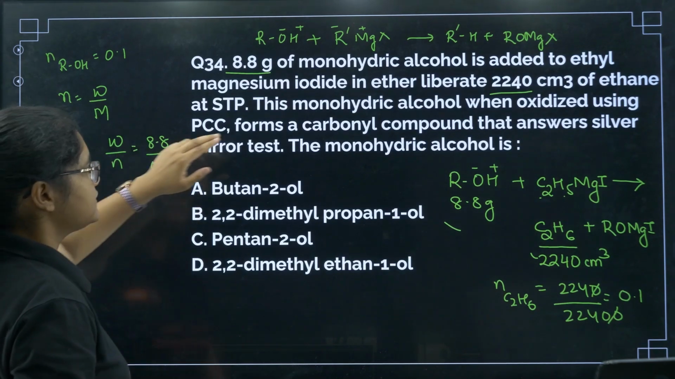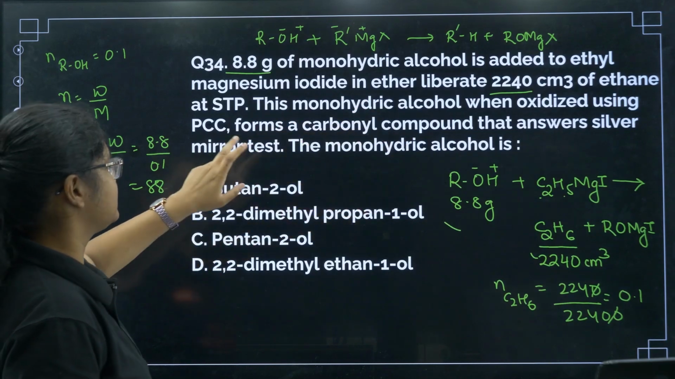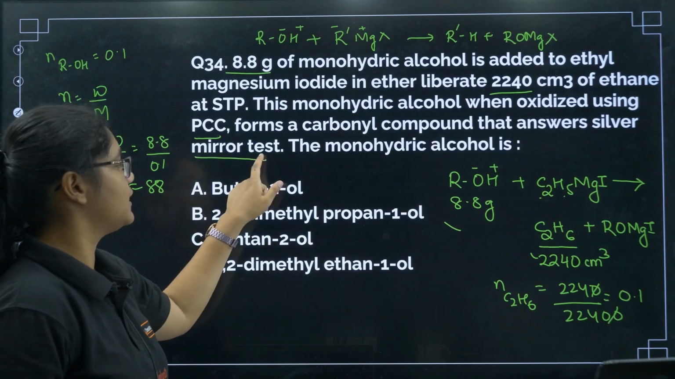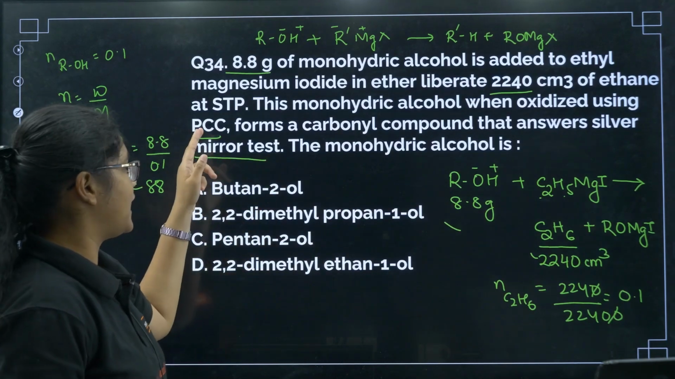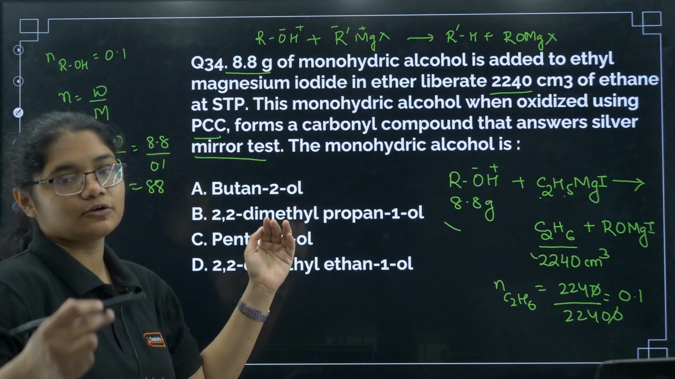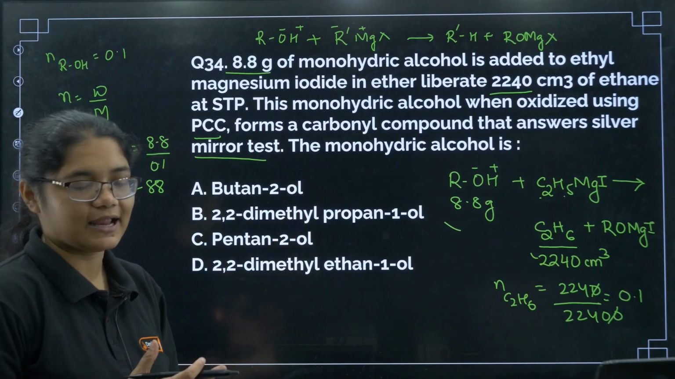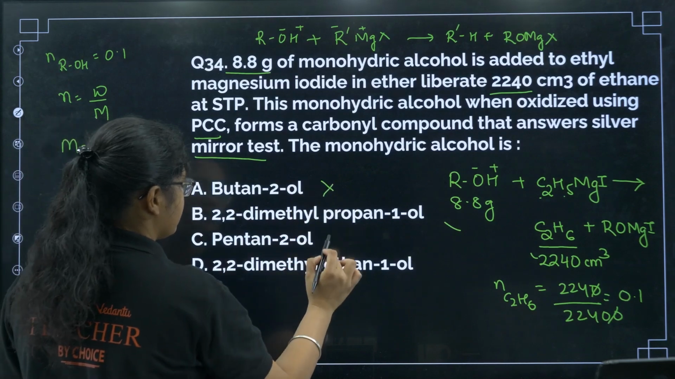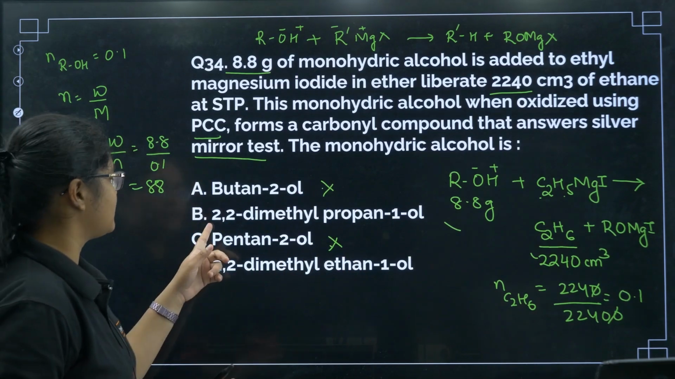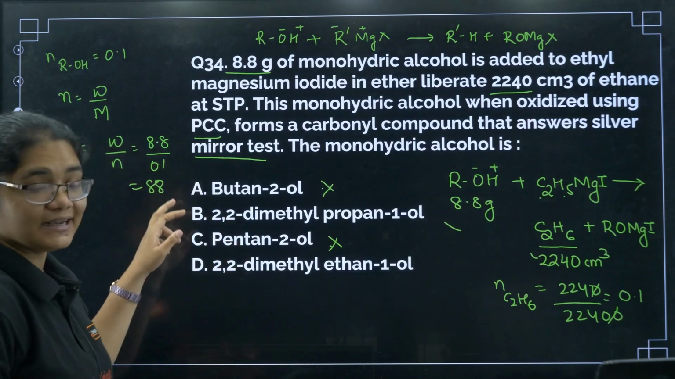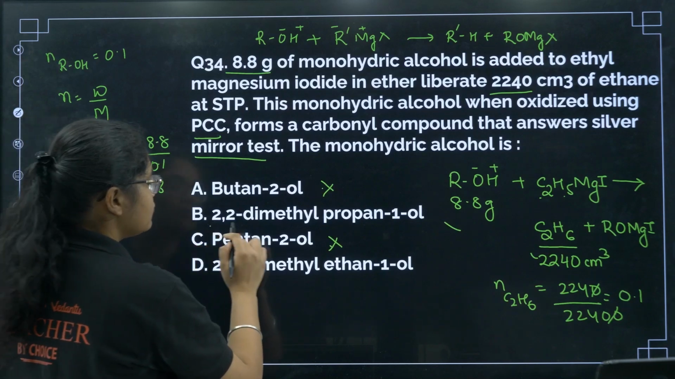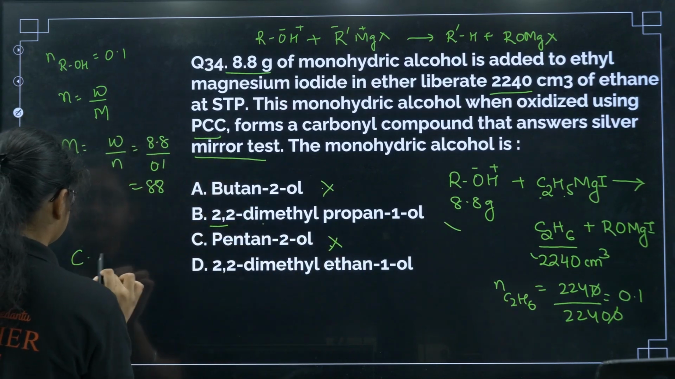Now this monohydric alcohol, when oxidized using PCC, forms a carbonyl compound that answers the silver mirror test. That means this is an aldehyde, and primary alcohols on oxidation give aldehydes. You can see this is a secondary alcohol, this is a secondary alcohol, so we can eliminate these two options. Primary alcohol I need, so out of these two alcohols, the one whose molar mass is 88 will be the answer. So I have 2,2-dimethyl propan-1-ol.